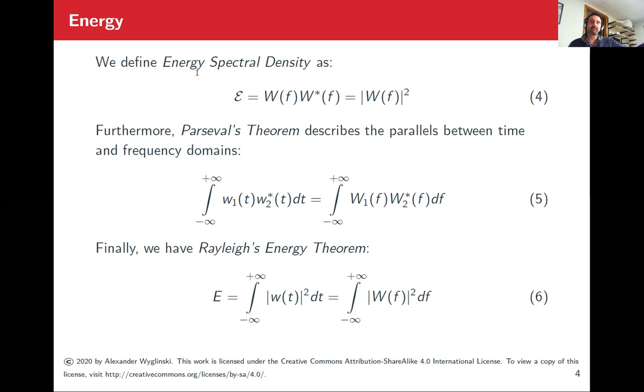minus infinity to infinity. And then there's also something called Parseval's theorem, which is represented by equation 5. If I take two time domain functions, W1 of t and the complex conjugate of W2 of t, multiply them together and integrate them from minus infinity to infinity, then the Fourier transforms of those two functions multiplied together and their integral taken from minus infinity to infinity across frequency should be equivalent.